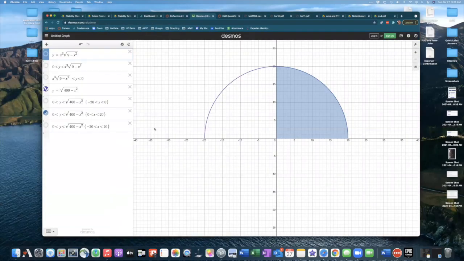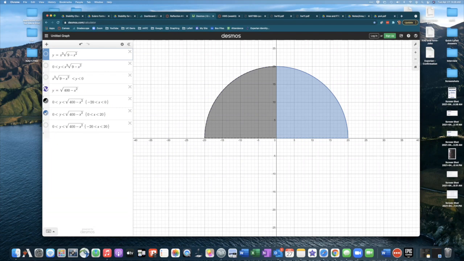if I do the integral from, say, -20 to 0, that's got the same area. This area in black and this area in blue are the same. So if I'm trying to find the integral from -20 to 0, it's the same as the area under the curve from 0 to 20. So this should be the same, meaning this should also be 100 pi.